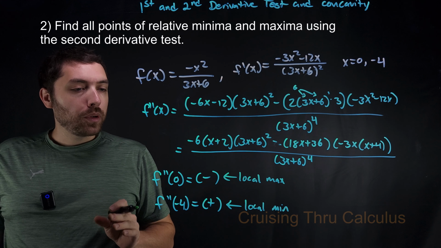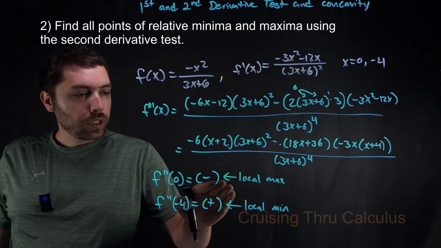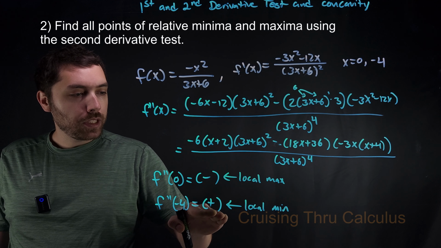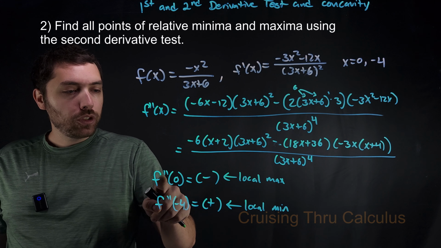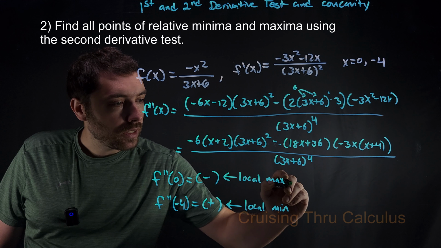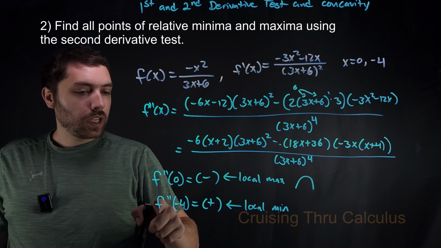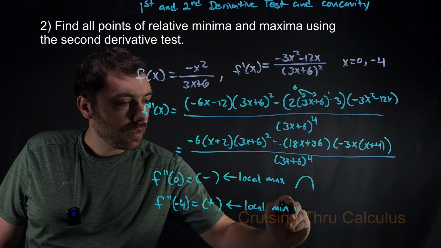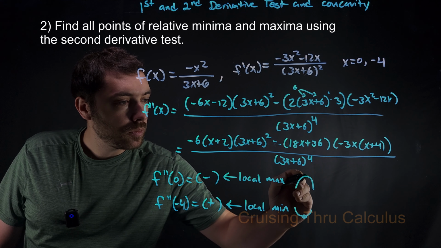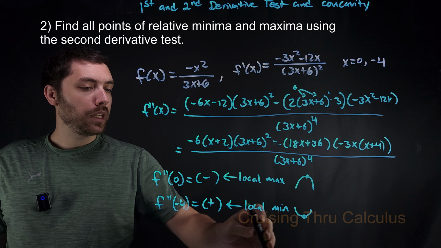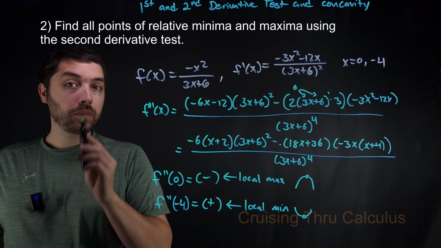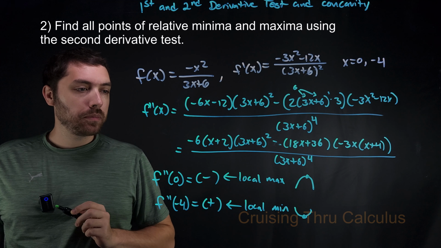One way to try and remember why having a negative answer gives you a local maximum and a positive answer gives you a local minimum is to think about concavity. If the second derivative is negative, that means it is concave down. And if the second derivative is positive, that means it's concave up. And just informally speaking, can you see how a concave down is going to give you a maximum and a concave up is going to give you a minimum? That's how you can remember this.